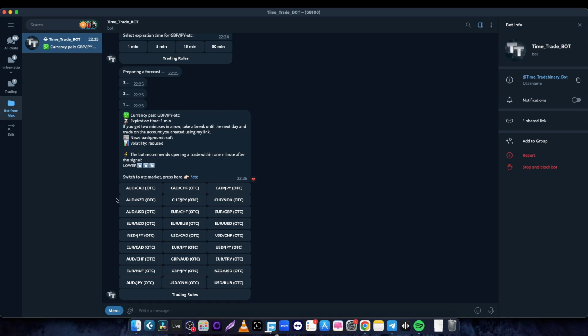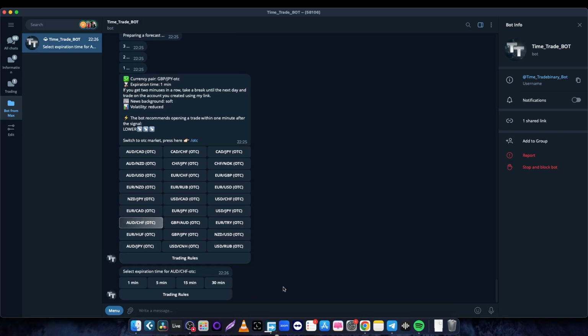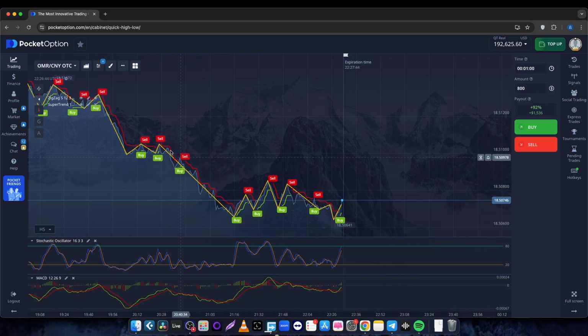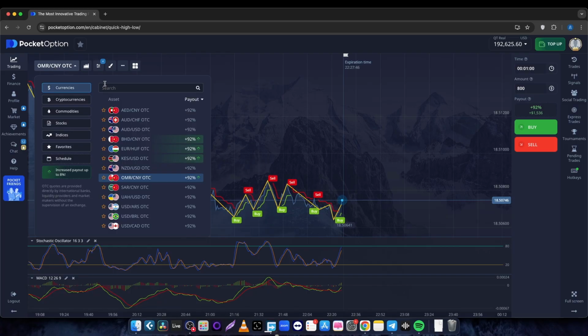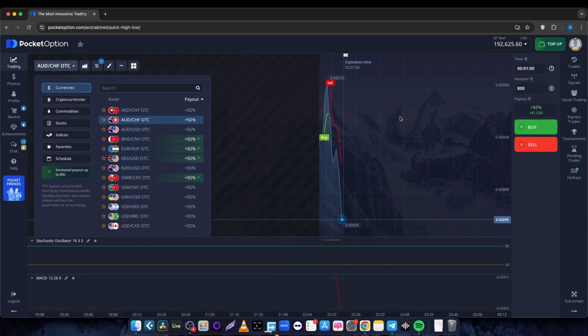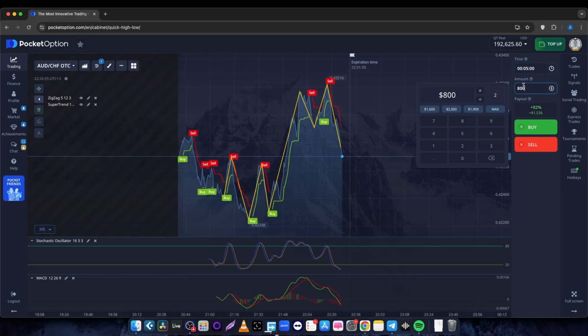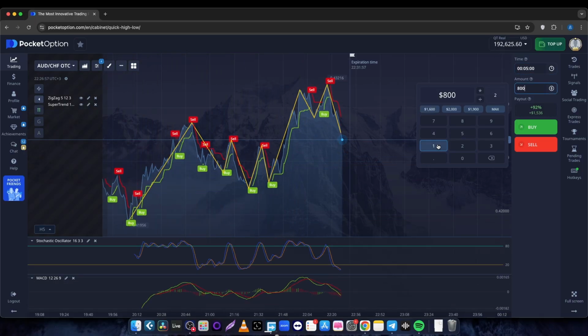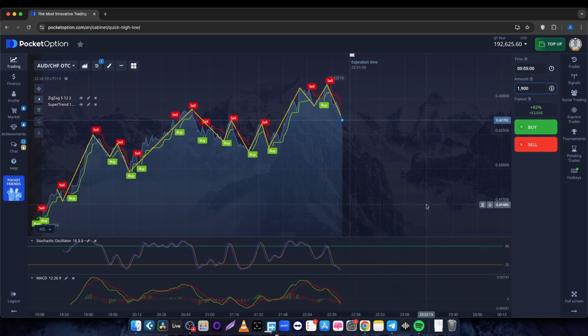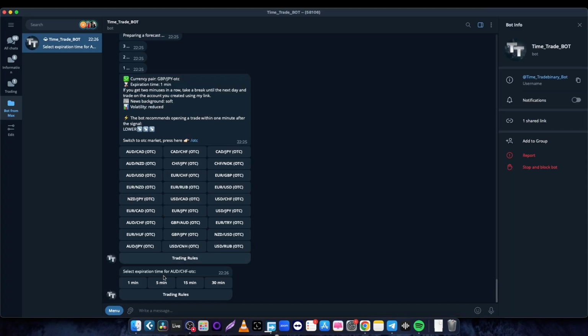Let's get started. Now you see the interface of the trading bot in Telegram. First, you need to select a currency pair from the list for your first trade. Let's take the Australian dollar and Swiss franc OTC. After that, I go to the Pocket Option Broker and find this currency pair in the search bar in advance. I will set the expiration time to 5 minutes. The investment amount will be $1,900. Now I return to the bot interface and click the expiration time button for 5 minutes.